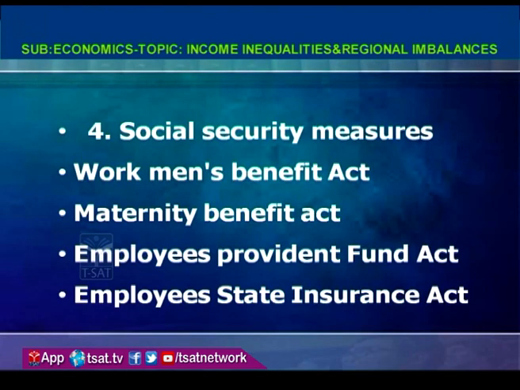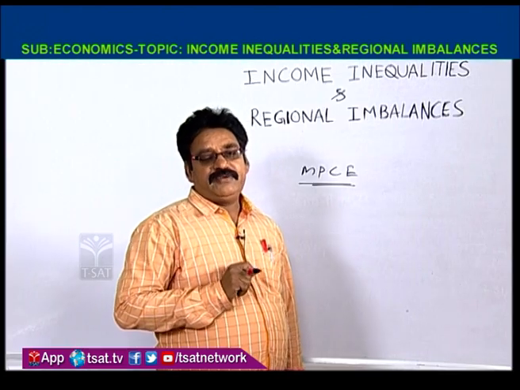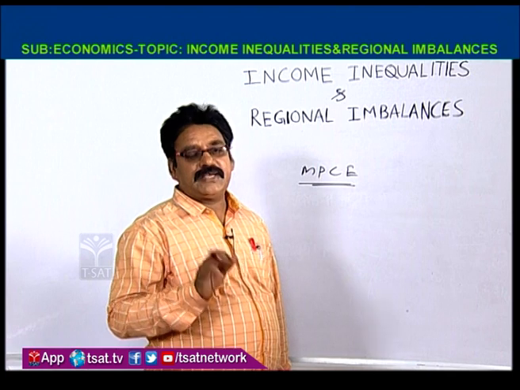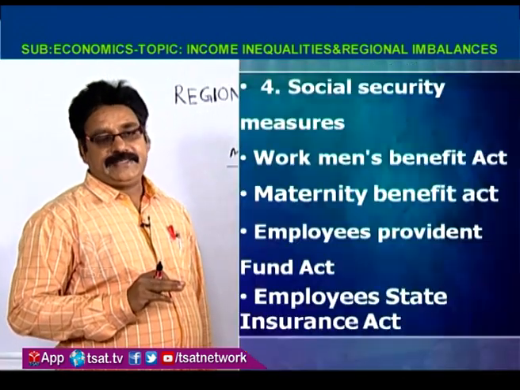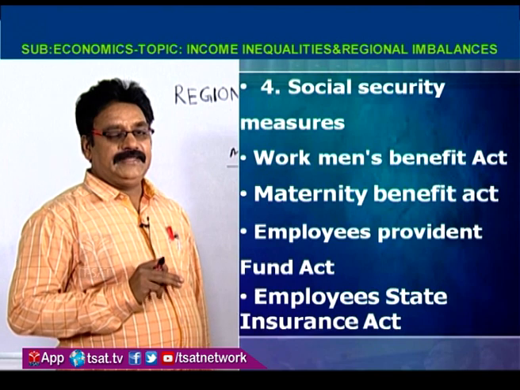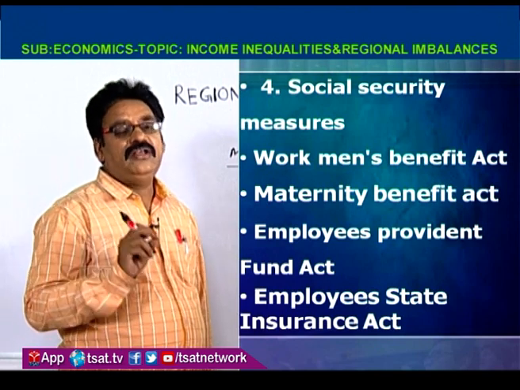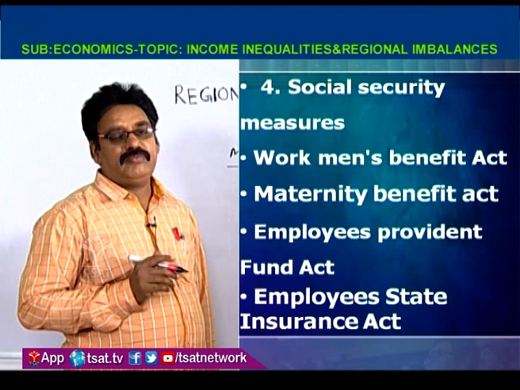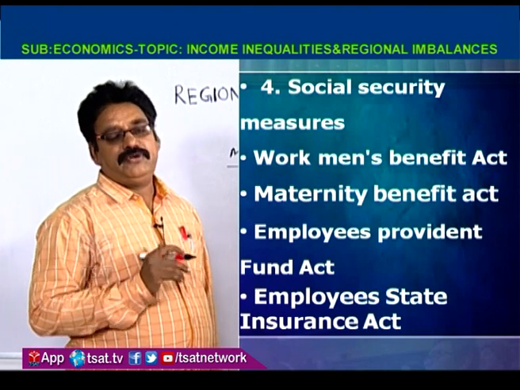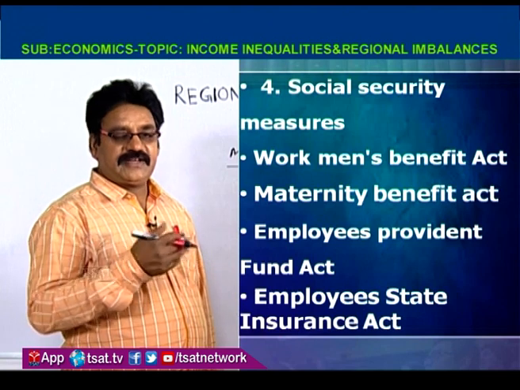Fourth point, under the remedial social security measures. Social security measures: Workmen's Benefit Act. While working in the factory, if you get injuries that lead to death, that family may be disturbed, but under the Workmen's Benefit Act they can give support to their family. Maternity Benefit Act and Employees Provident Fund Act and Employees State Insurance Act. These are all social security measures taken by the government to provide security for the people who are working in the unorganized sector and organized sector.